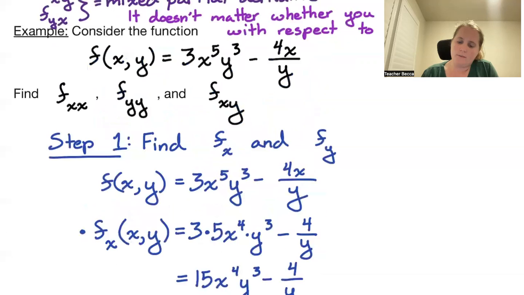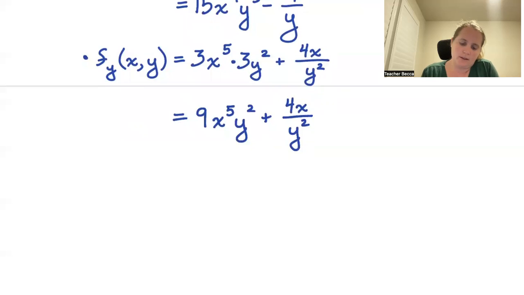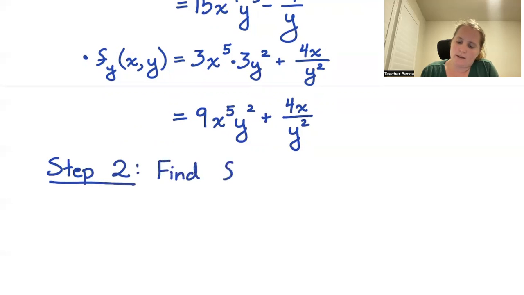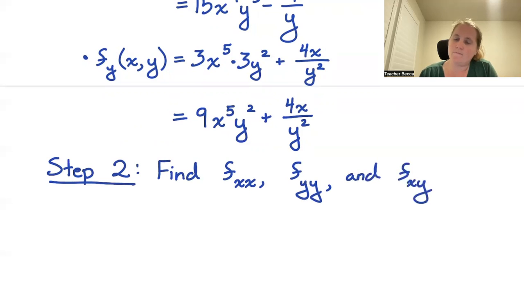Our next step is to find the second and mixed partials. So step 2, find the second partial with respect to x, the second partial with respect to y, and the mixed partial.